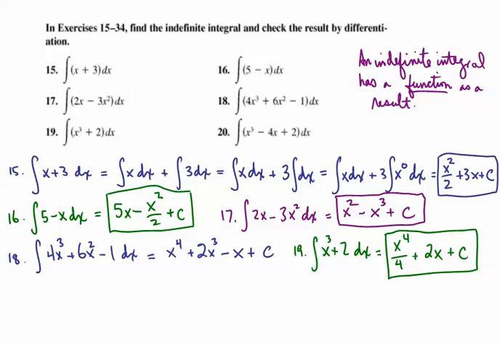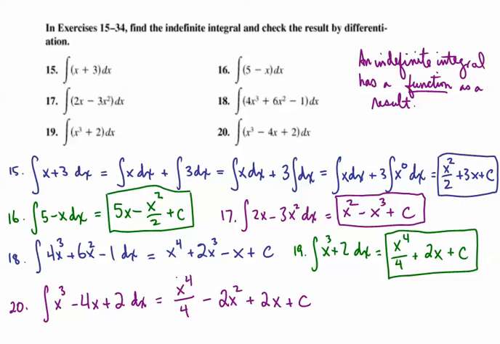Alright, we come to the final number 20, sorry. And number 20 is the integral of x to the third minus 4x plus 2 dx. We'll do each term individually. x to the fourth over 4 minus 4x squared over 2, so that'll be 2x squared, then plus 2x to the first over 1, or it's simply 2x, and plus c, and we're all done with this set.